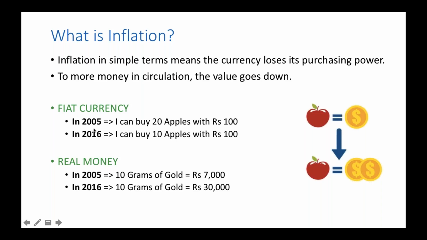In the year 2005, if you had 100 rupees, you were able to buy 20 apples or even more than that, because at that time apples were at that particular price. I'm talking about the same quality. In 2016, the same quality apple, same standard of apple, everything is the same, but with the same 100 rupees you can only buy 10 apples.